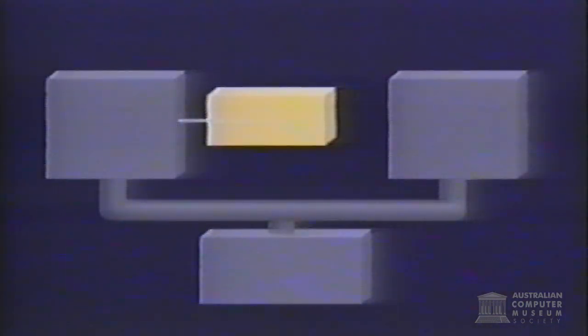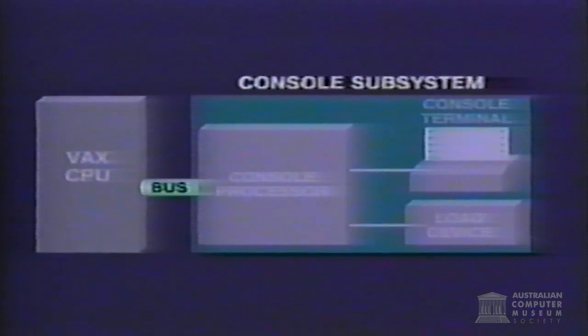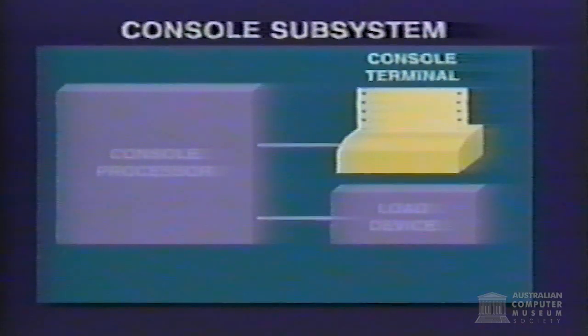We'll now turn our attention to the console subsystem, which is used for controlling, monitoring, and testing the system. This is a typical console subsystem. It connects with the main VAX CPU by way of a separate bus. The hardware elements that form the console subsystem include a console terminal, a load device, and a console processor.